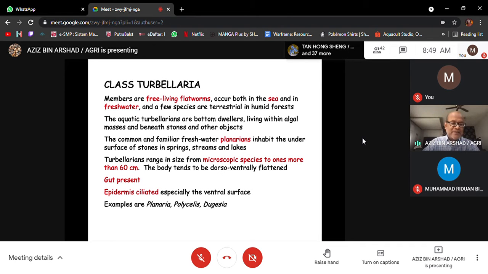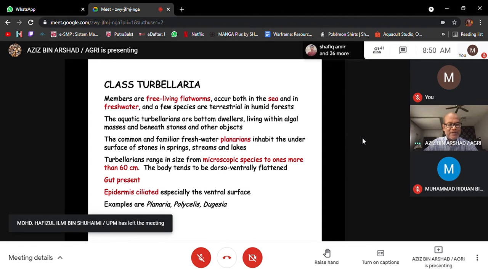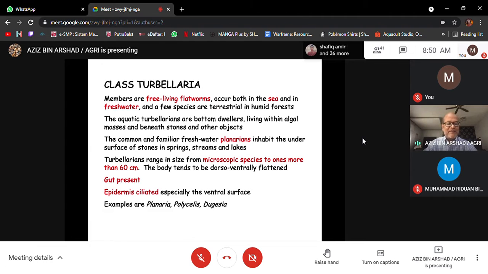The Turbellarians have a gut. Dia ada gut, ada saluran pemakanan. So they're quite advanced. If you see that in Cnidaria, dia cuma ada coelenteron or gastrovascular cavity. But in Turbellaria, cells start to form the tissue, and the tissue starts to form the organ already. So they are developing more into the advanced animal, or in this case, invertebrates.